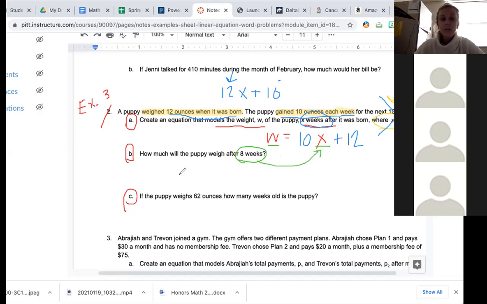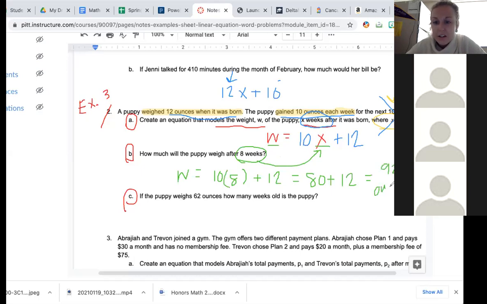So we need to figure out the weight. So W equals, but instead of an X, we know that the puppy is 8 weeks old. And then we know it started at 12. So what is 10 times 8? 80. Y'all are writing this, right? I hope. 80 plus 12? 92. 92 ounces. Very good, David. 92 ounces. That's how much our puppy would weigh.